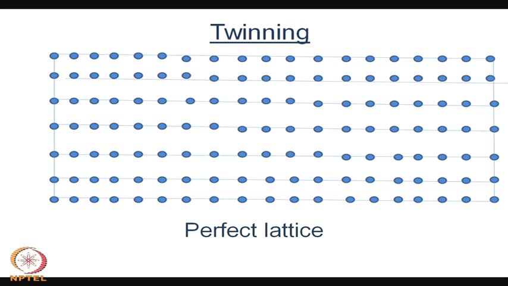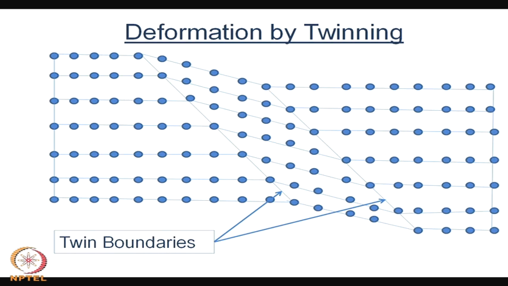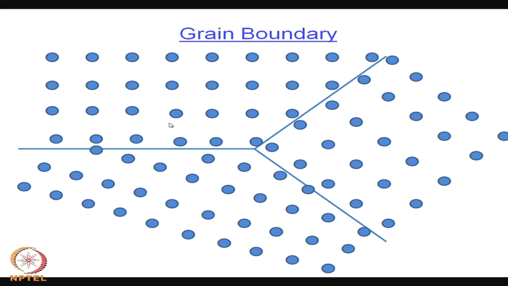Once again, if you look at it, it is a perfect lattice, and then immediately it changes to a twinned region of the crystal. So, that is what we call a twin boundary, and that is the definition.